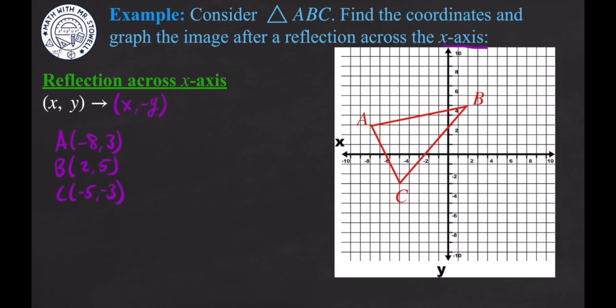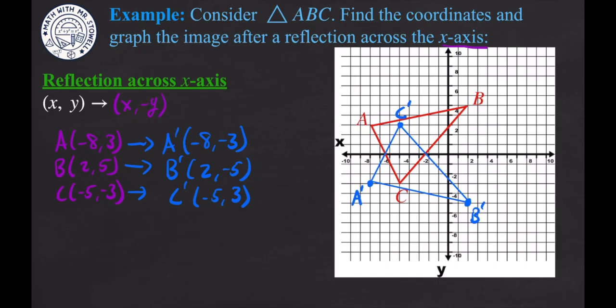Now, since we have our points listed out, let's see where they're going to go with our image. We're going to use prime notation to notate the image of this. So A prime is going to end up being (-8, -3). B prime is going to be (2, -5). And C prime, the image of this point, is going to be (-5, 3). It changes your y value from being negative to positive or positive to negative. Now let's graph this. Notice with our graph that these are the same shape. It's just reflected across the x-axis as if the x-axis is our mirror.